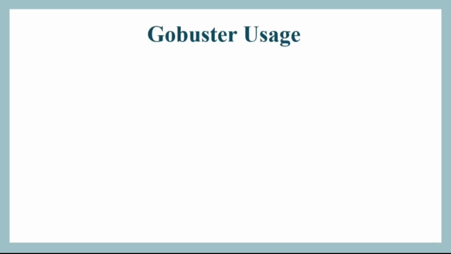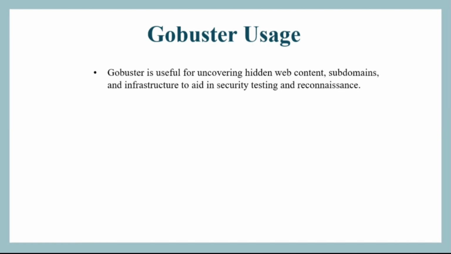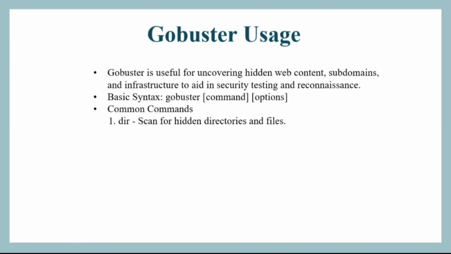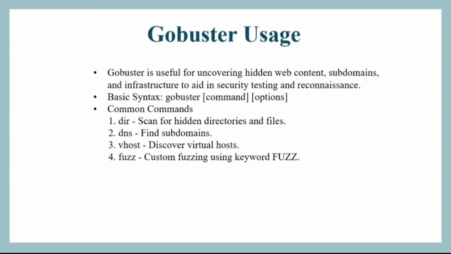Gobuster usage. Gobuster supports several modes for different types of scans. Dir to find hidden directories and files. DNS to discover subdomains. Vhost for virtual host scanning. Fuzz for custom fuzzing, and even scanning cloud services like S3 and GCS buckets. This makes Gobuster highly versatile for various types of reconnaissance in ethical hacking.